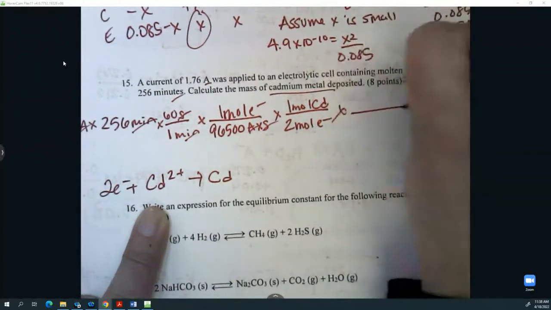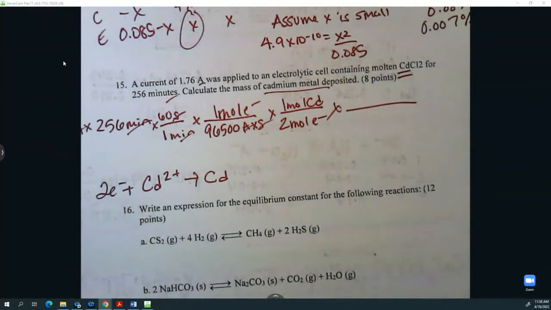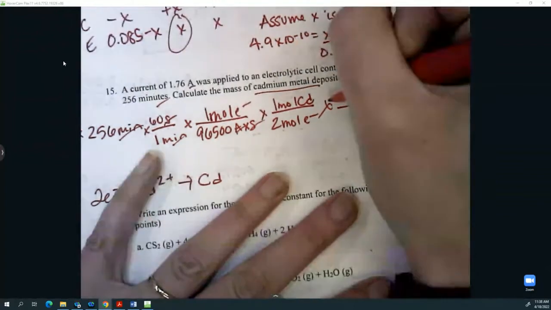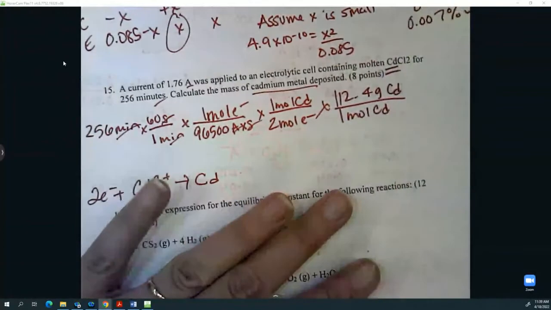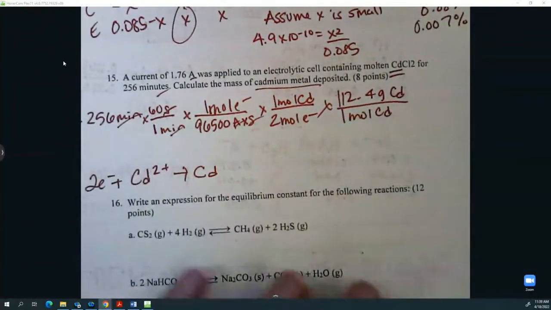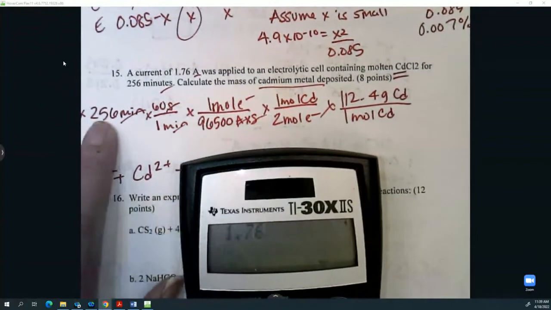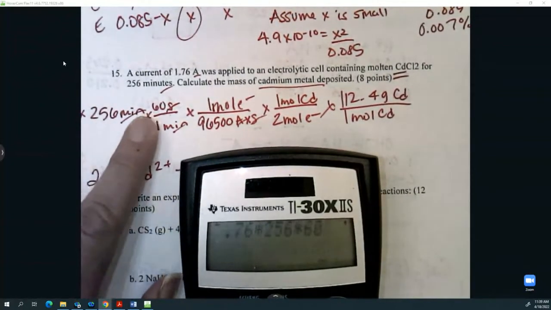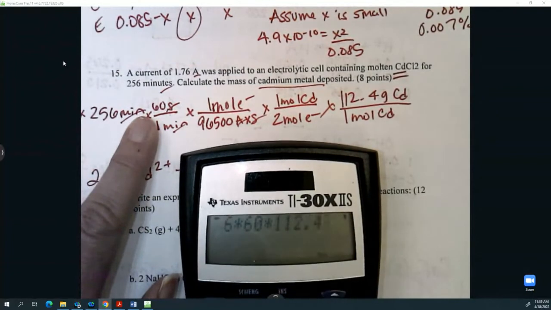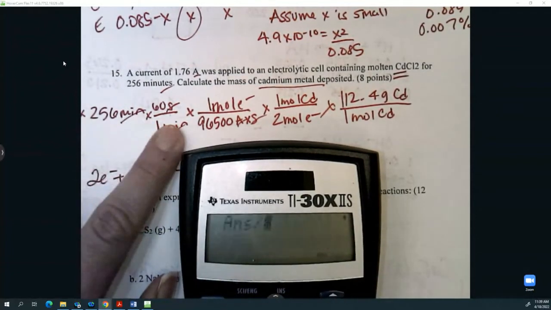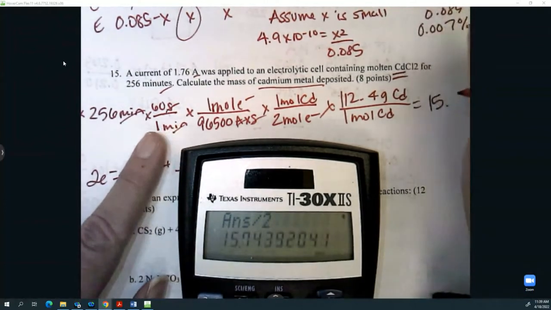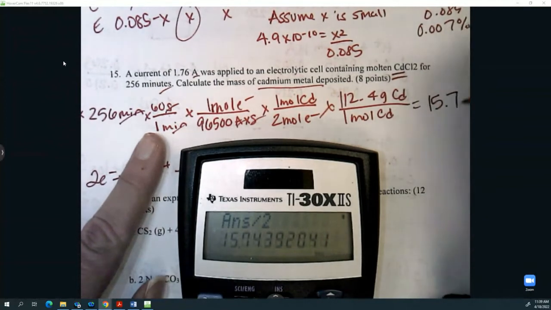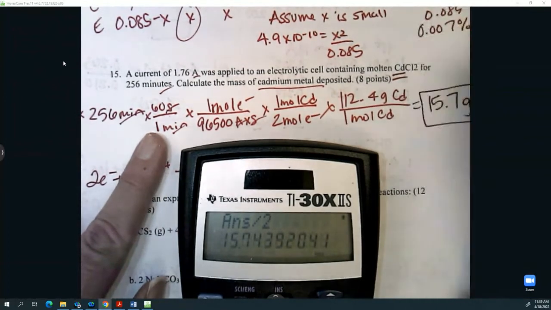And then finally it's asking for grams. So I just need the molar mass of cadmium. If I can find it, oh, there it is, 112.4. And I'm good to go. That should give me mass, so I just put it in. Yep, 3 sig figs, 15.7 grams.